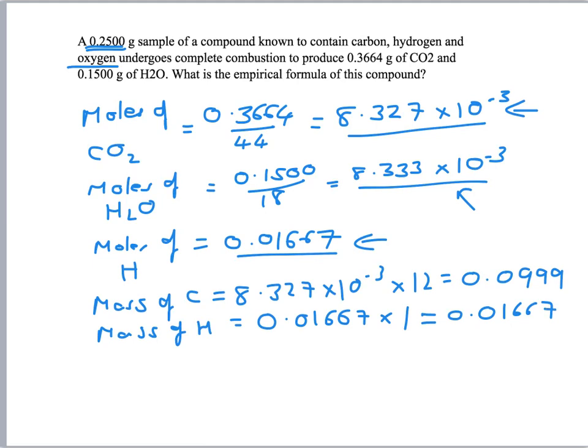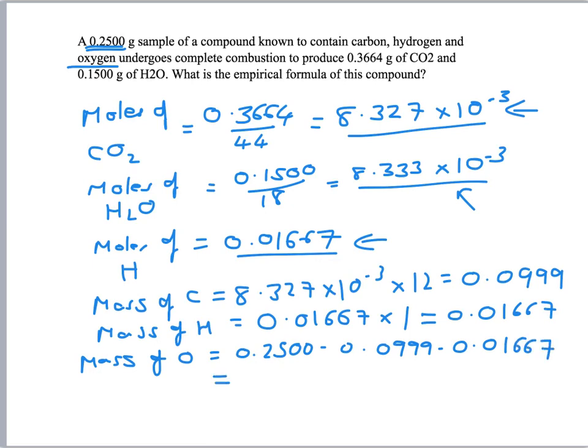So I now know I can work out my mass of oxygen, which is going to be 0.2500 minus my mass of carbon minus my mass of hydrogen. And that comes to 0.1334 grams.